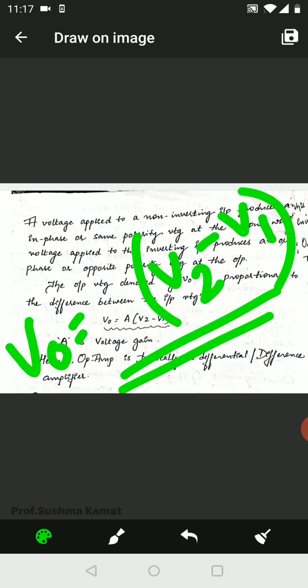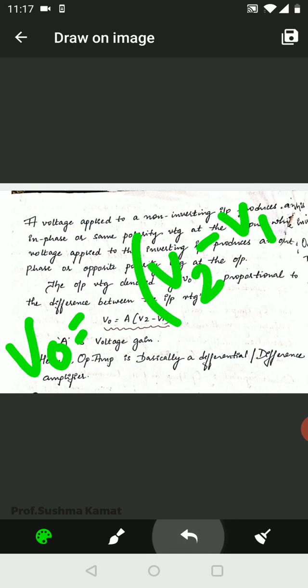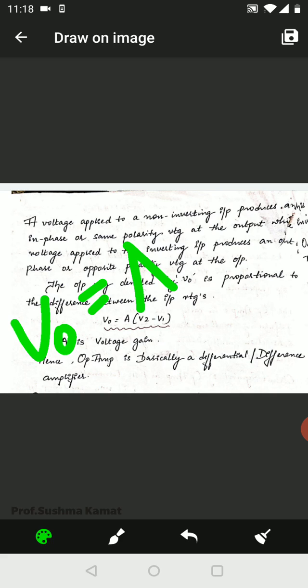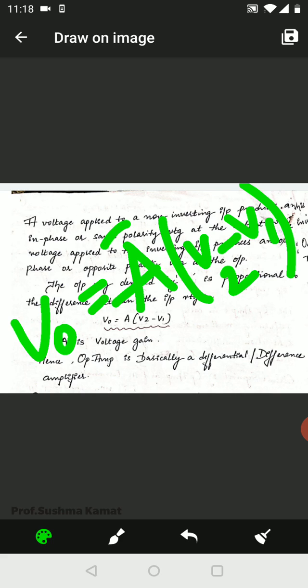If V0 is equal to V2 minus V1, then this will not satisfy the criteria for an op-amp, because the criterion for an op-amp is that the output voltage has to be much greater than the input voltage, because it is strengthening the weaker signals. That means there has to be some gain multiplied to the input so that the output becomes greater. So V0 is equal to A into (V2 minus V1), where A is called the voltage gain.